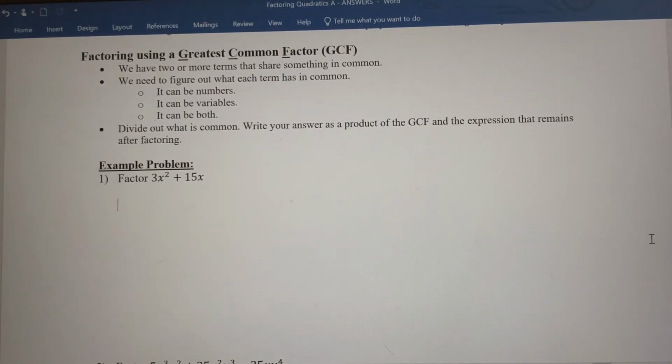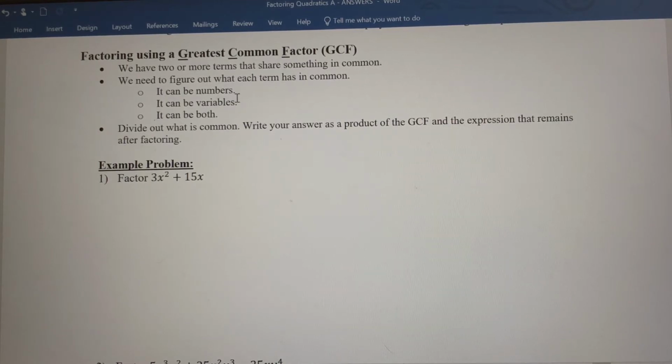Okay, so this video is going to introduce factoring. Now we're going to start factoring by factoring out what we call greatest common factors. When you have two or more terms, we want to look and see, do they share something? Do they have any values in common?